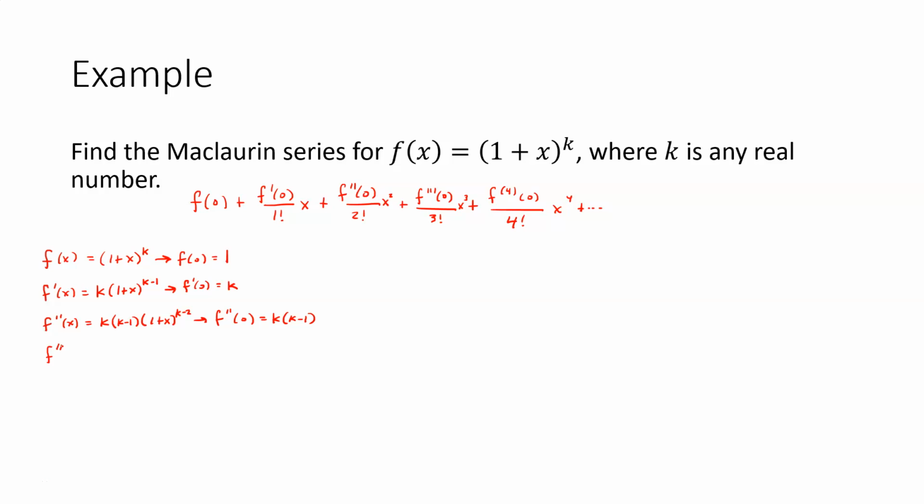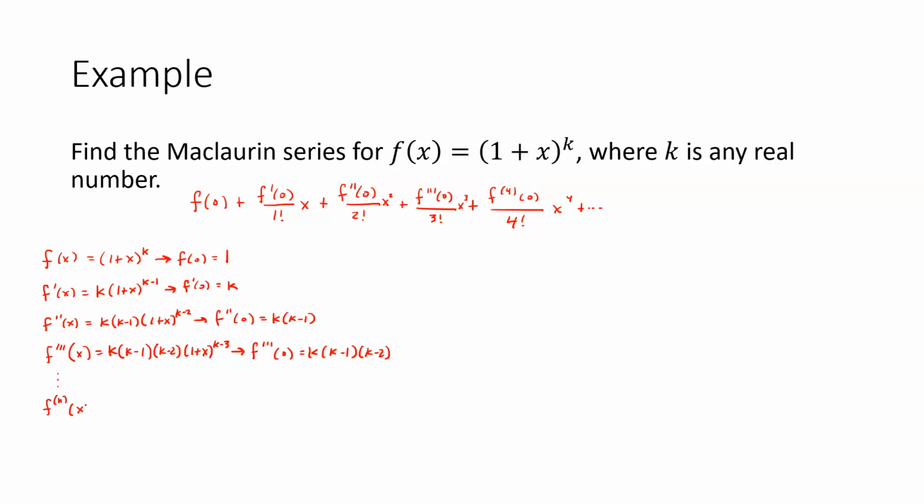And let's take the third derivative. It should be k times k minus 1, k minus 2, times 1 plus x to the k minus 3. And so evaluating this at 0, we get k times k minus 1, k minus 2. And so on. If we continue this, we might recognize that there's a pretty easy to see pattern.